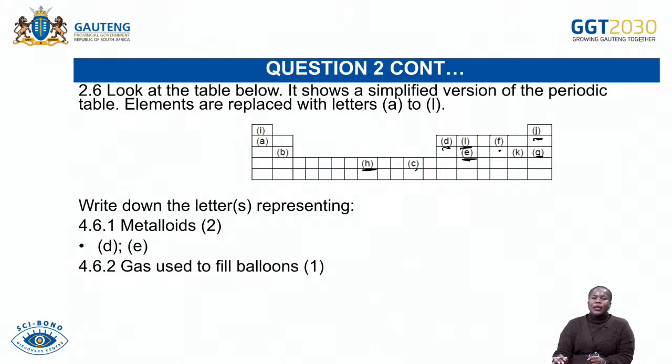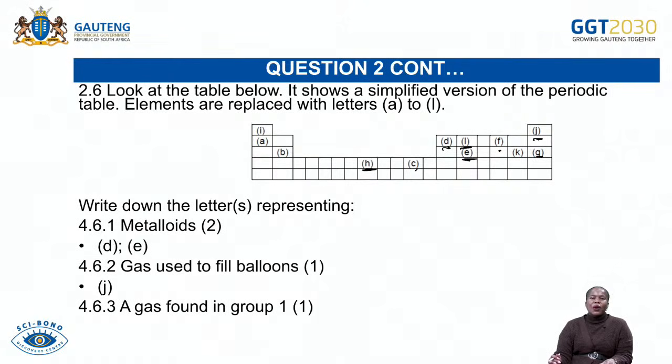6.2, gas used to fill balloons. What gas do we use to fill the balloons? J, right there, on the J side. Remember what we called these ones? We called them noble gases. Yes, those are our noble gases.